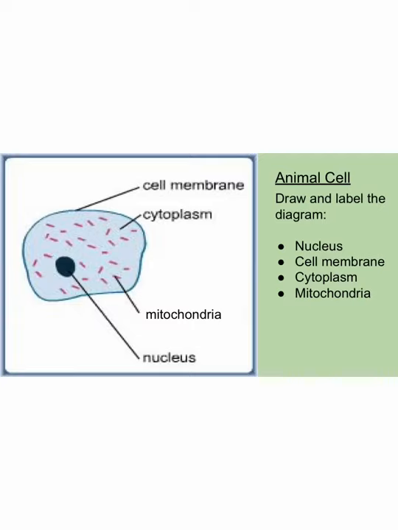This is what an animal cell looks like. There are four main components to it, and that is the cell membrane, which surrounds the whole cell, the cytoplasm, mitochondria, and a nucleus.